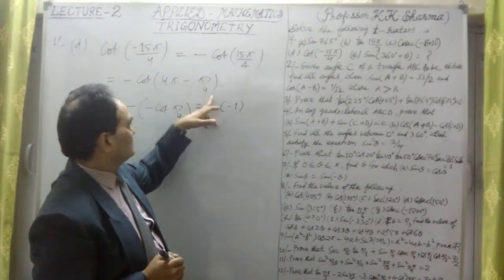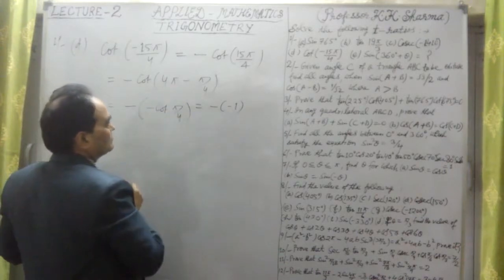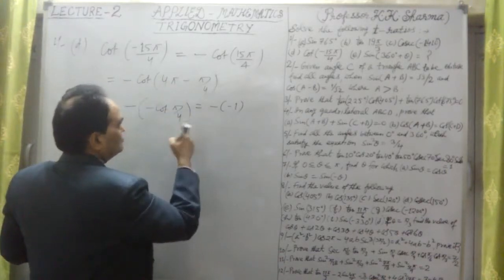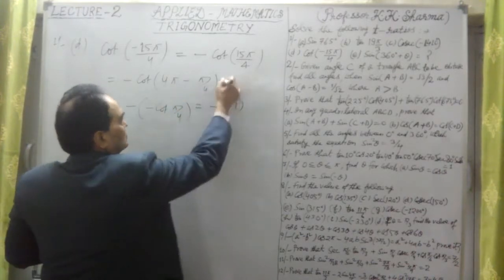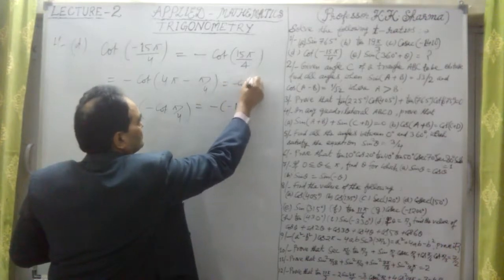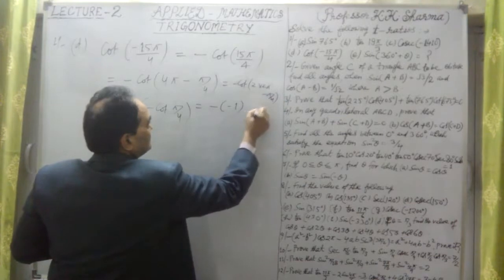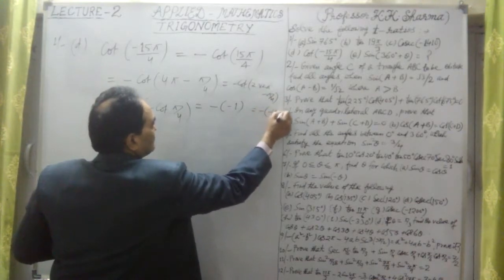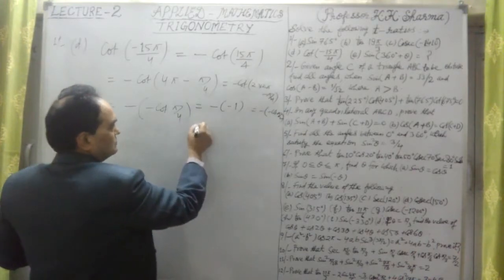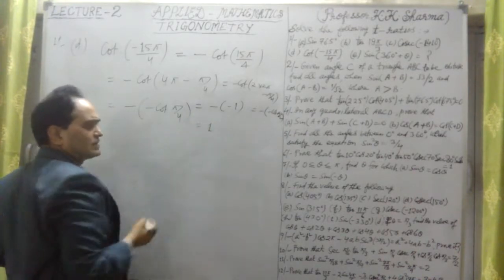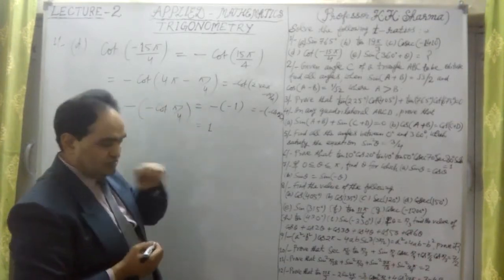Here 4 pi is n into 2 pi, where n is 2. So we can write it as minus cot of 2 into 2 pi minus pi by 4, which equals minus cot pi by 4 with a negative value, and that is positive cot pi by 4. So this is plus 1 here. Minus times minus 1 gives plus 1, and this is the answer.